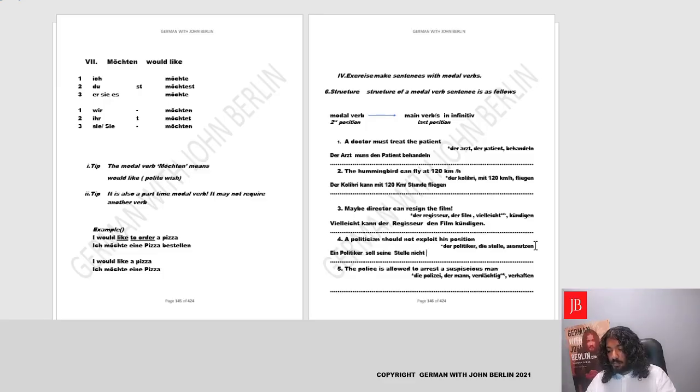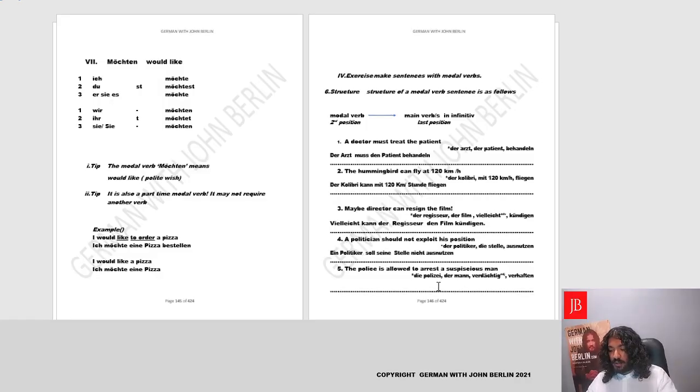What is the verb to exploit? Ausnutzen. So we'll write here ausnutzen. Fantastic, yes. So ein Politiker soll seine Stelle nicht ausnutzen. A politician should not exploit his position.